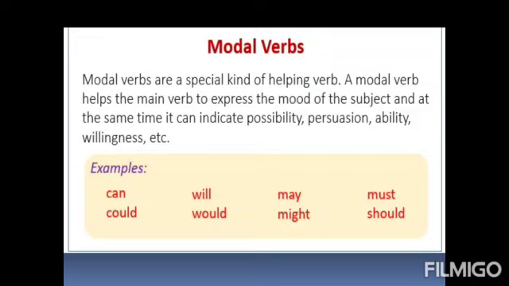So can shows ability. I can do this work means I'm able to do this work. I will go there means I'm sure of going there, and it shows the future form also. May gives probability. I may solve means it is possible that I solve this sentence. Must gives assurance, and should is the sense of duty. We should do our work in time.